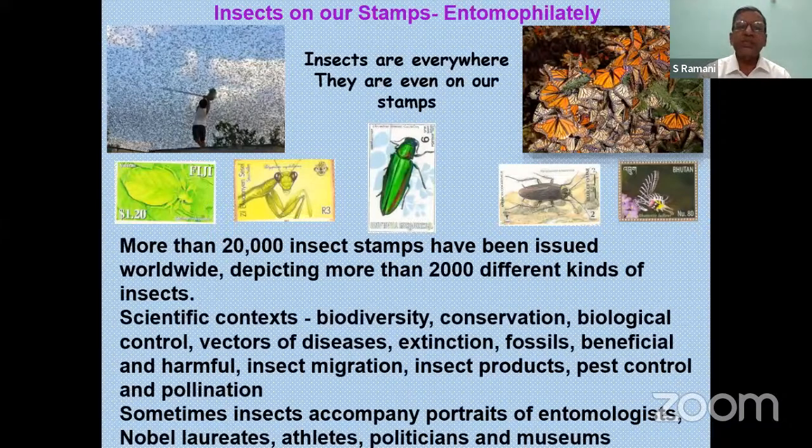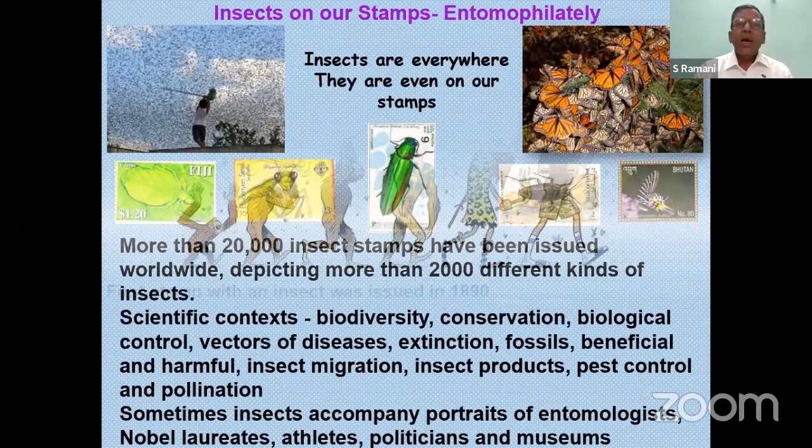But in addition to that, insect stamps have also come out in several different scientific contexts. That is biodiversity, conservation, biological control, vectors of diseases, extinction, fossils, beneficial and harmful insects, insect migration, insect products, pest control, pollination. These are only some that I have projected. There are many more. I'm only trying to give you a glimpse of the contexts in which these have come. In addition to this, insects also several times accompany portraits of entomologists, Nobel laureates, athletes, politicians, museums, etc. So that way, insect stamps are really a reflection of the various kinds of things that go on in science, as well as other aspects in which insects have been featured.